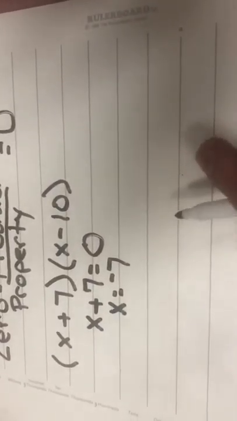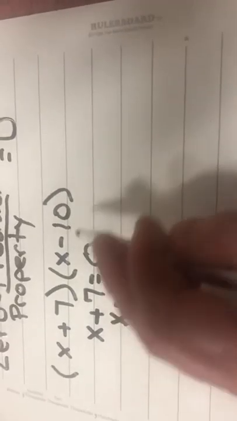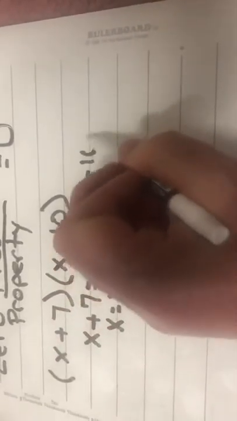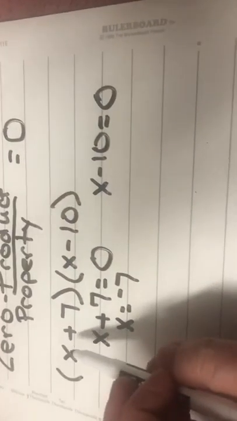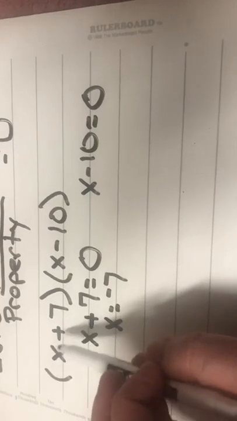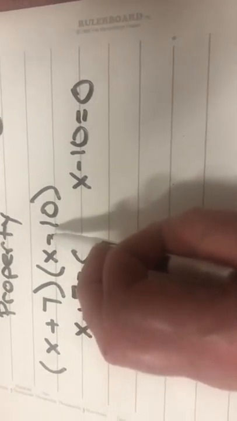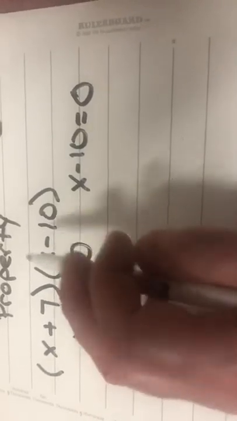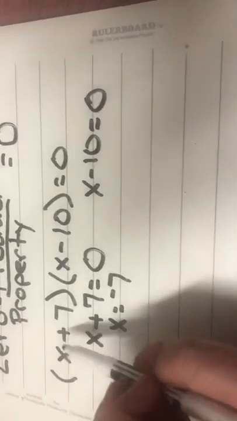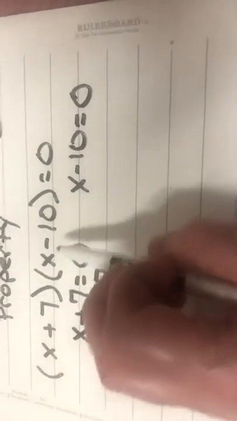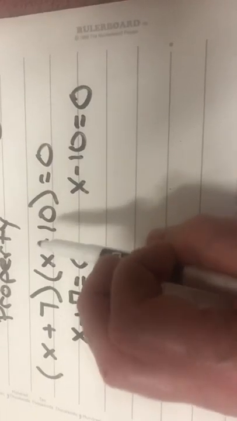I think all of us understand that. Now, if I go to x minus 10, I also have to think that x minus 10 can equal 0. Because remember, what we're doing is we're multiplying. We have the value of whatever x plus 7 is, and we have the value of whatever x minus 10 is being multiplied together. And when they're being multiplied together, it's equaling 0, which means either the value of x plus 7 has to be 0, or the value of x minus 10 has to be 0.